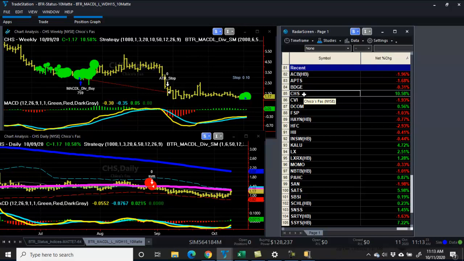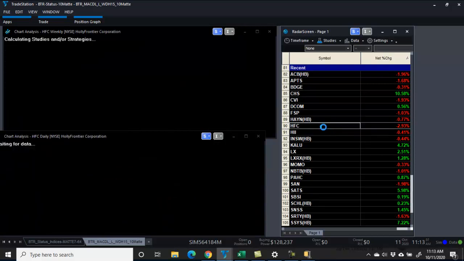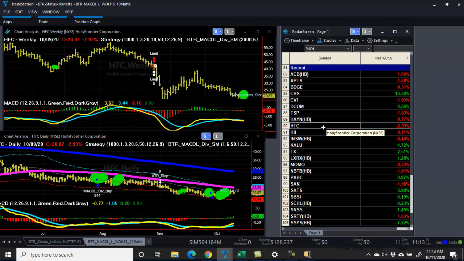So the stocks that had a big up day on Friday, like Chico's Fast here, are much more interesting to me as a divergence trade than one that had a down day, like HFC. I'm just picking on one. Even though that might have a nice divergence pattern, it looks like the daily price action came up near the 50-day moving average, hit resistance, and fell down.